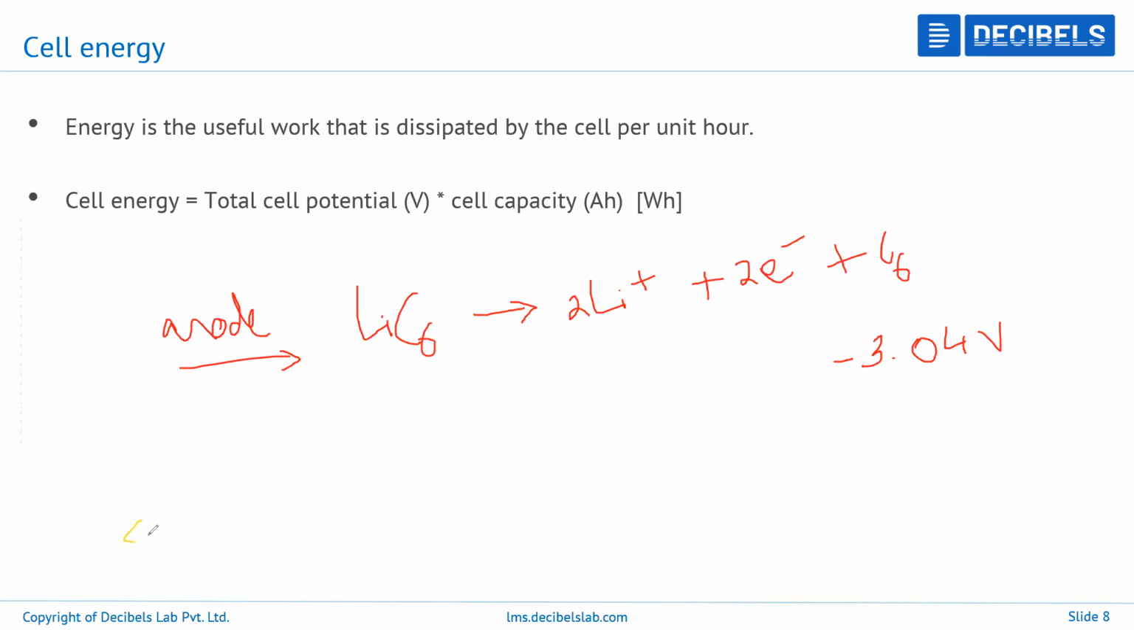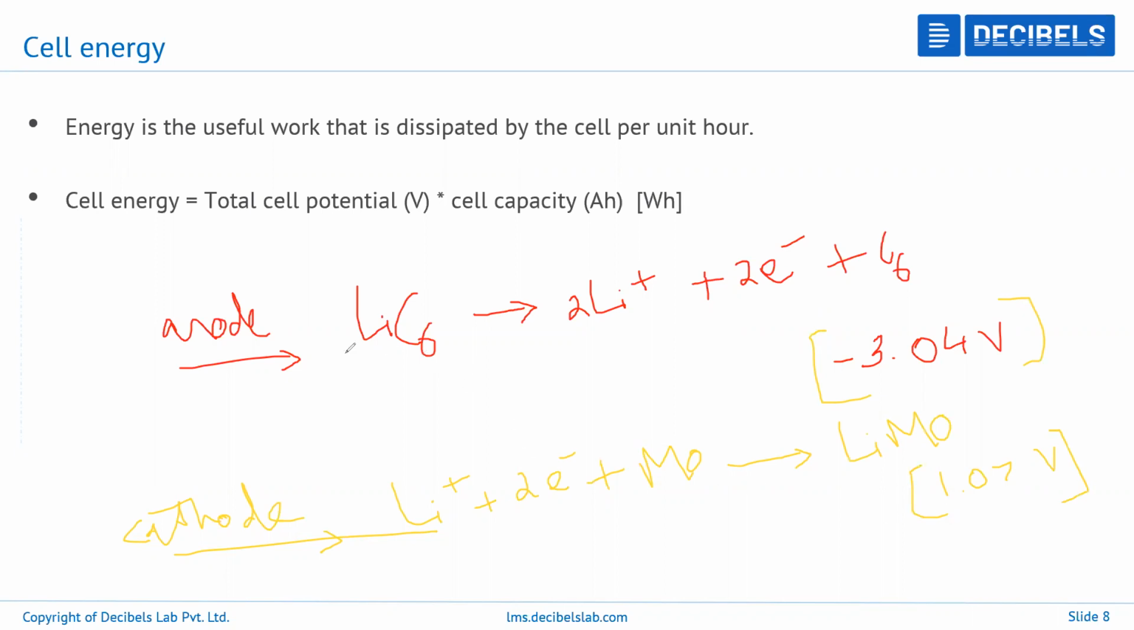At the cathode, the reaction is as follows. The same lithium ion that has been given out, plus 2 electrons, plus metal oxide will undergo reduction to give you lithium metal oxide. Okay, and this has a voltage of 1.07 volts. These are your standard electrode potentials.